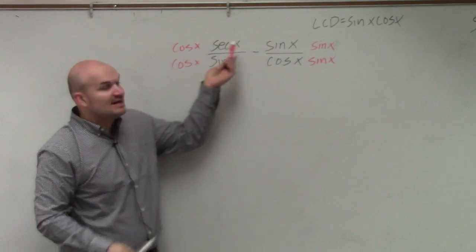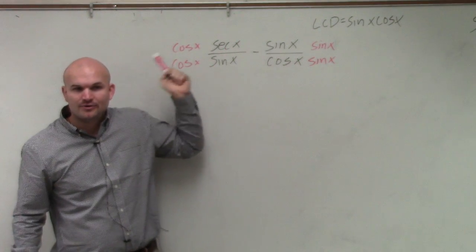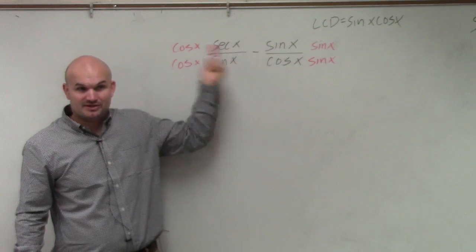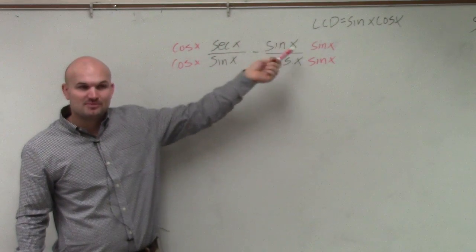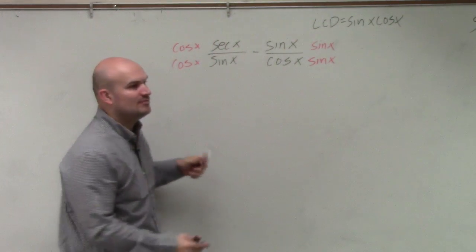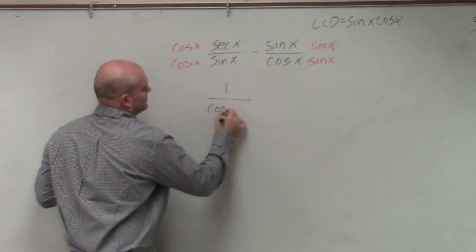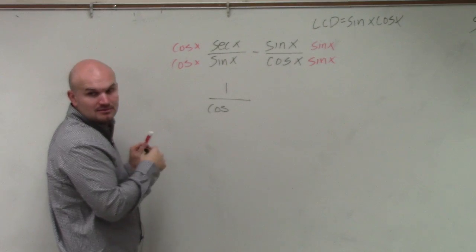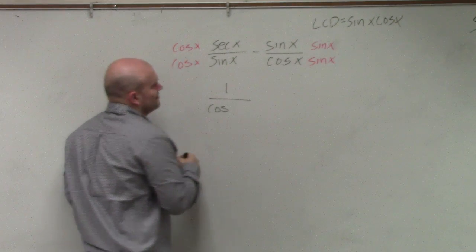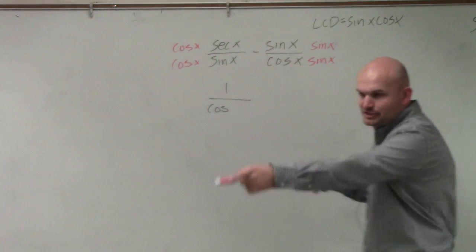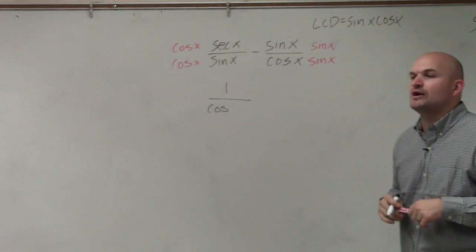Now, cosine times secant, those are reciprocals of each other, correct? The product of reciprocals always multiplies to 1. Yes? Well, what is secant? If you look at your Pythagorean identity, secant is 1 over cosine, right?